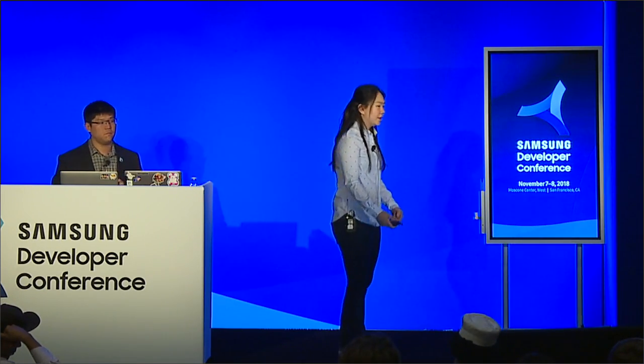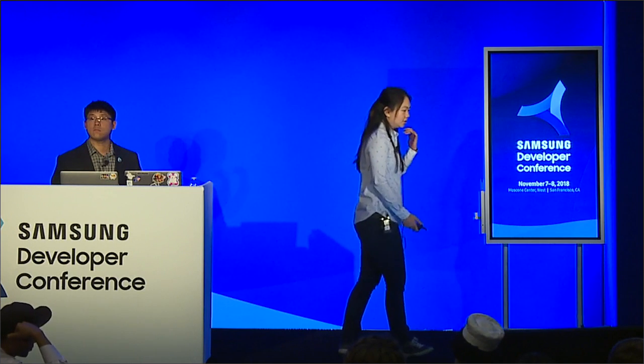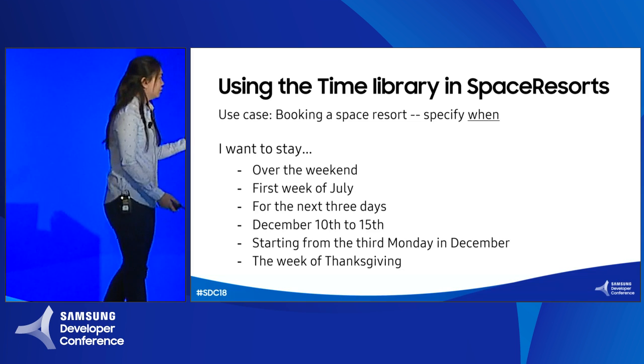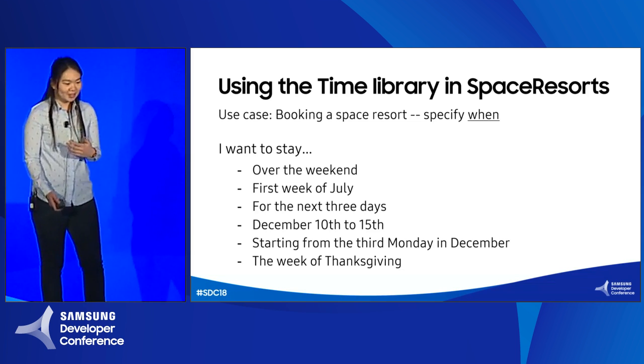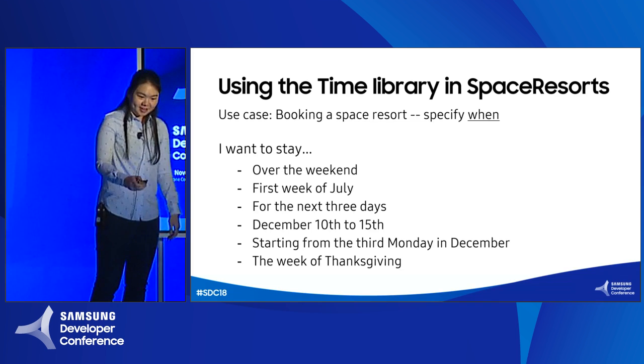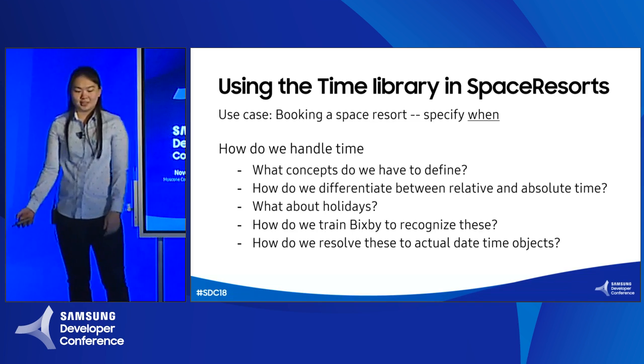So when you're booking a space resort, you have to specify when. And if you're thinking about calling someone on the phone to book this, you're going to be telling them when you want to stay. You're going to say things like over the weekend, first week of July, for the next 3 days, December 10th to 15th, starting from the third Monday in December, the week of Thanksgiving. There are so many ways to describe time. So how do we deal with this?